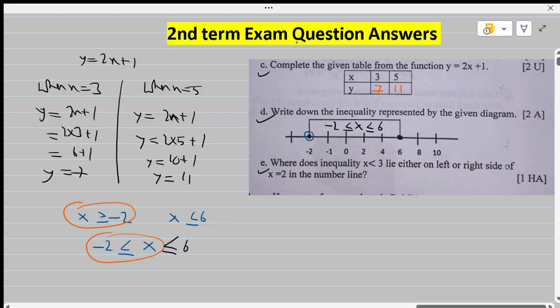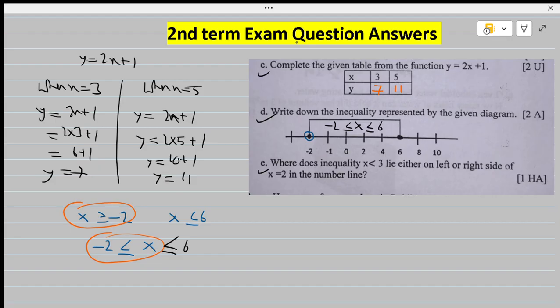Now go to part E. Where does the inequality x lesser than 3 lie, either on the left side or right side of the x equal to 2 line? Here one small mistake has been made, both values should be the same. Either x lesser than 2 and x equal to 2 should be here, or x lesser than 3 and x equal to 3. Either one you can change. So I'm changing this one: x lesser than 2. So where does the inequality x lesser than 2 lie, on the left or right side of x equal to 2? For this we have to make one number line.